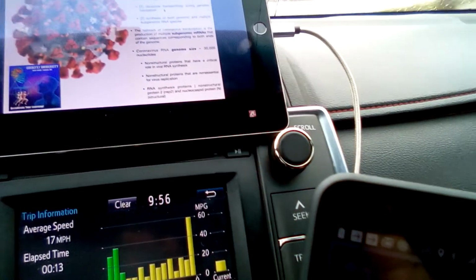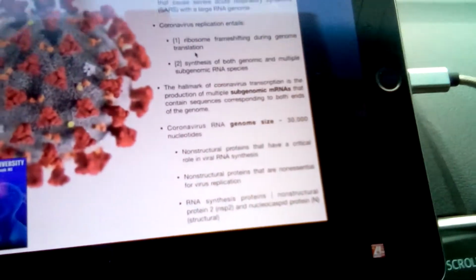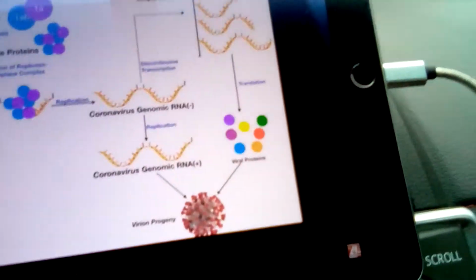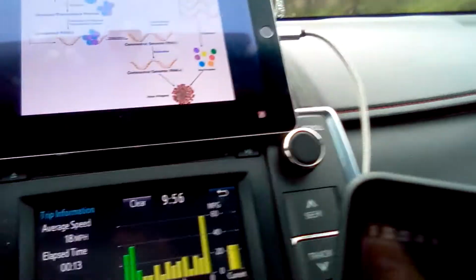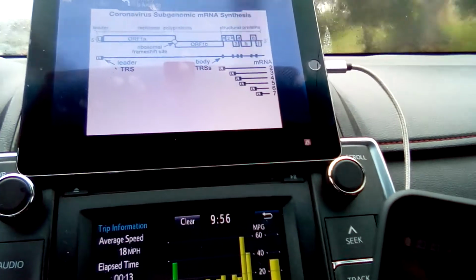Now, as I mentioned on the very first slide here, something interesting in coronavirus replication is that during this translation to get these polyproteins, we're going to see some frame shifting. And so the way that we get these two polyproteins right here is via frame shifting during translation.